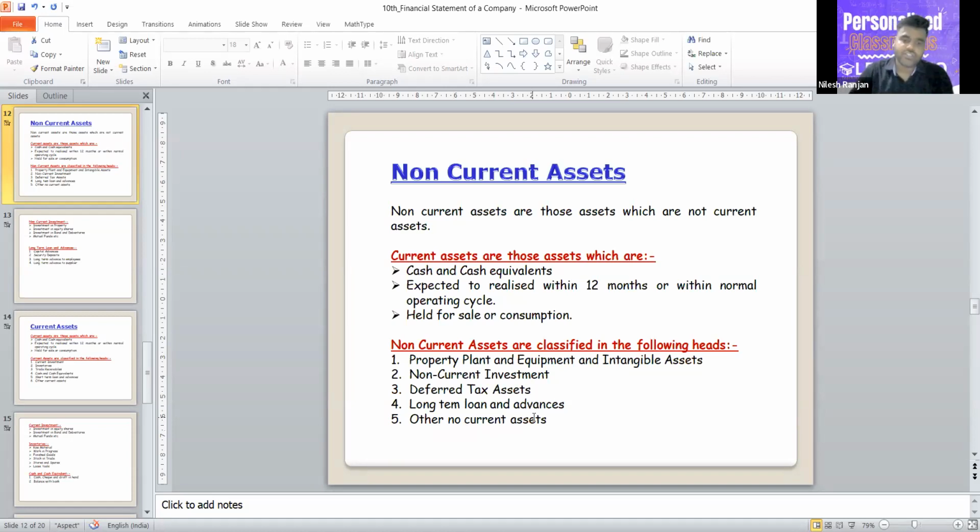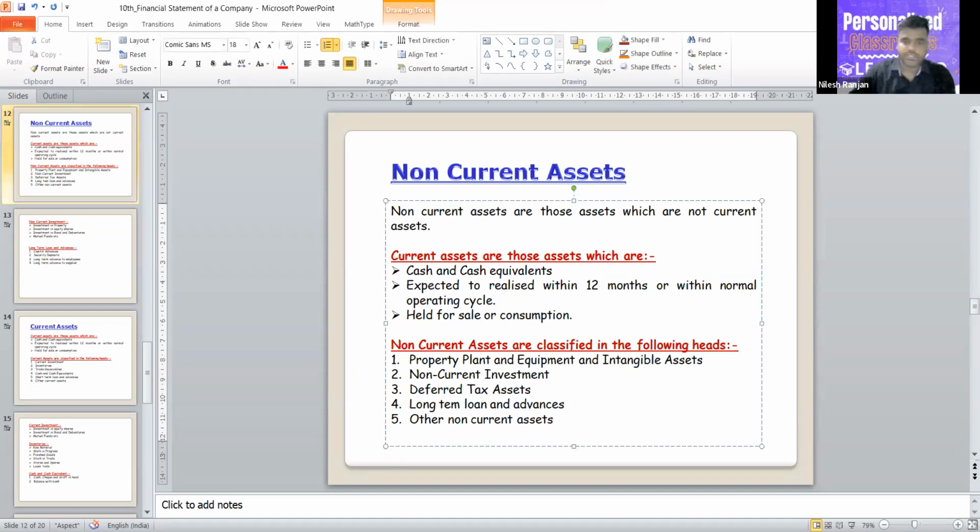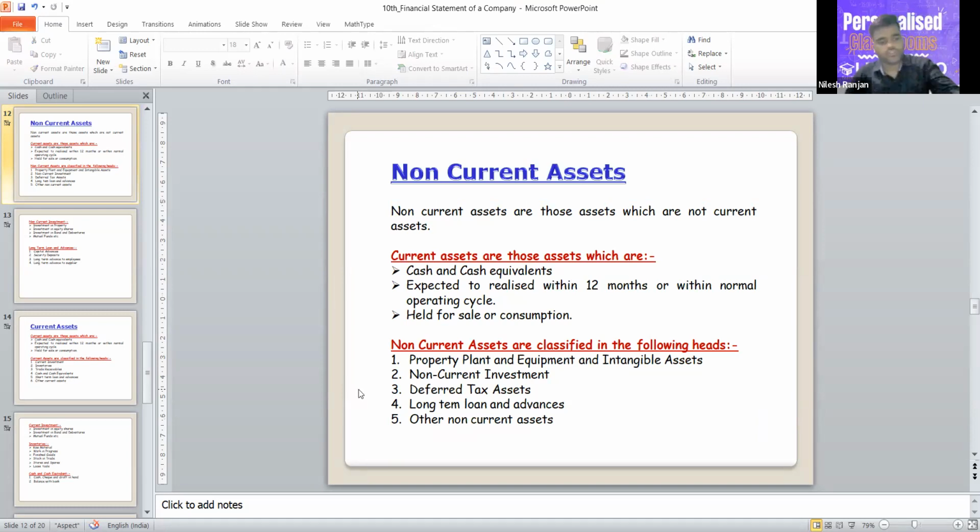And the last one is other non-current assets. Actually, it is non-current assets. So this is our balance sheet part.